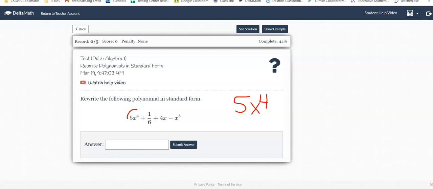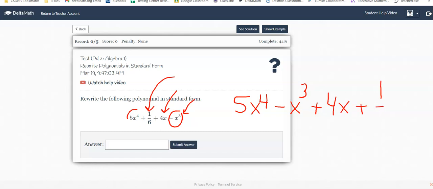After that needs to be the power less than 4 in descending order, which would be 3. Notice that has a negative value, negative x to the 3rd. All right, now my next one would be x squared, but I don't see any x squareds. So I'm going to go to my x to the 1 power, which is positive 4x. And then I'm going to go to my x to the 0 power, which means there's no x's, right? So this is my final standard form expression. 5x to the 4th minus x cubed plus 4x plus 1/6.